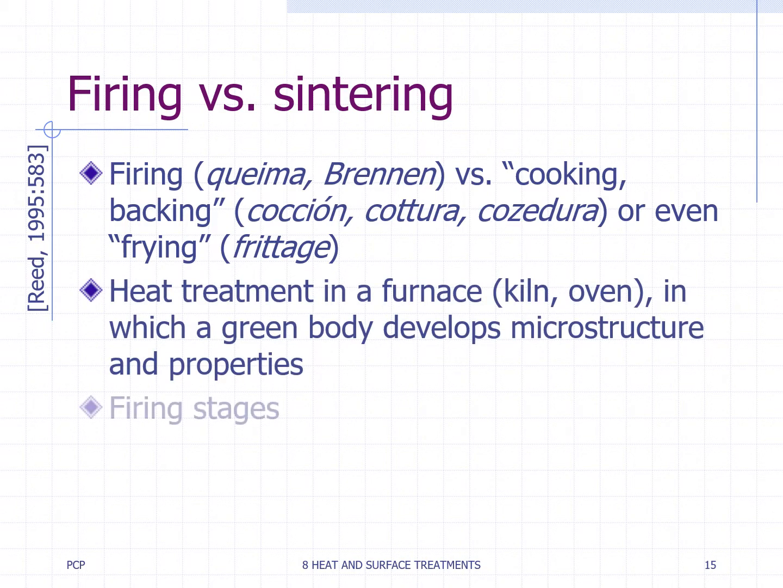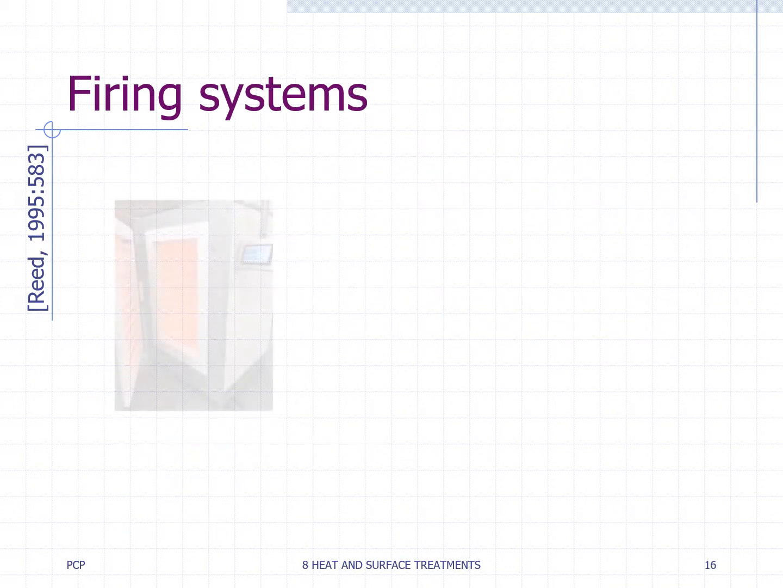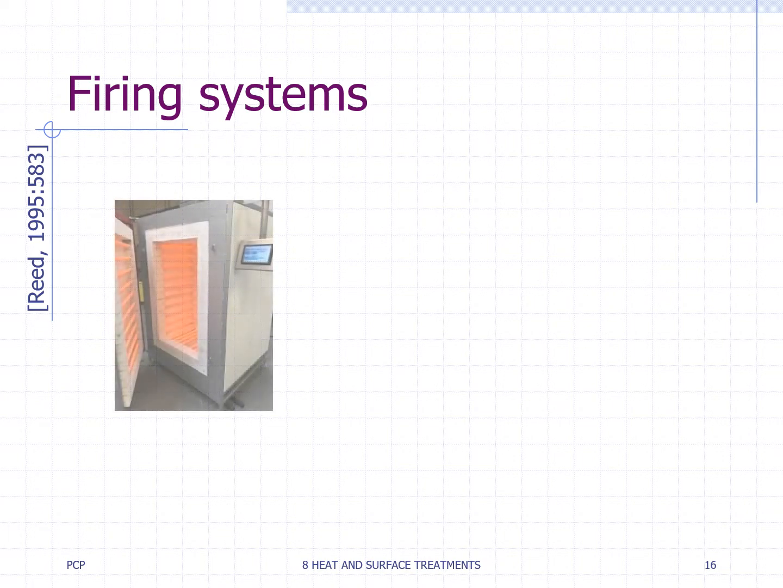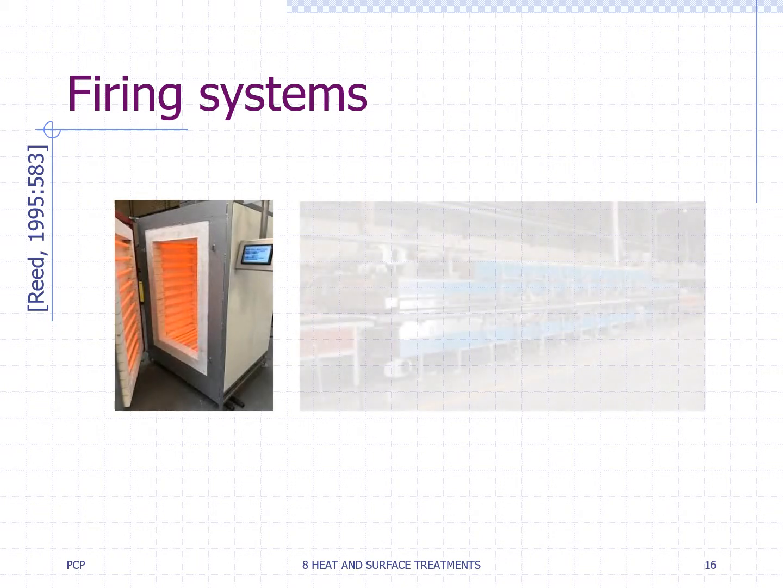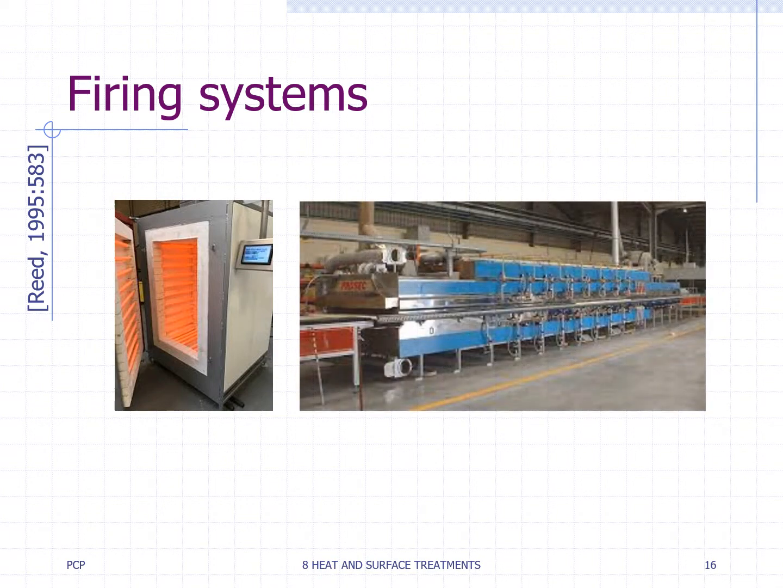Firing proceeds in three stages: reactions preliminary to sintering, which include organic burnout, sintering itself, and cooling. Ceramic materials and products are fired in a variety of kilns and furnaces that are designed to operate either intermittently or continuously. Furnace is a general term for an enclosed chamber in which heat is produced. The more specific term kiln is commonly used in the field of ceramics.